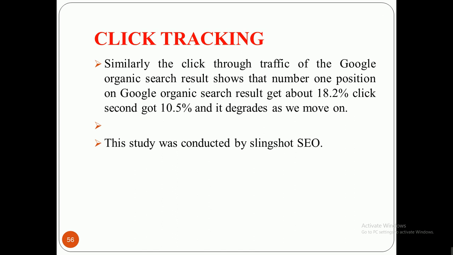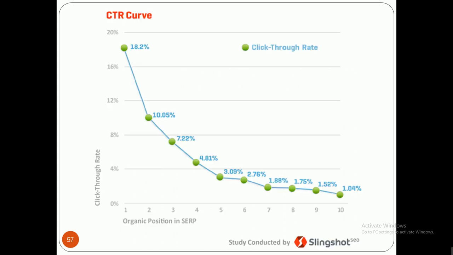This study was conducted by Slingshot SEO. You can see the Slingshot SEO study. The first organic position on the search engine result page is given 82% with the use of the click-through rate, the CTR curve. The second result on the SERP gets 10.05%. The third result gets 7.22%. If you go to the fourth link, it gives 4.81%. So it keeps decreasing.